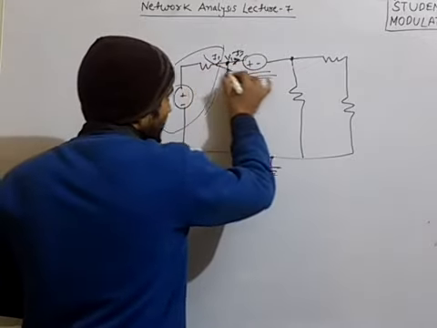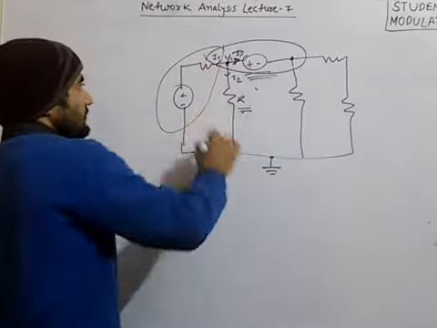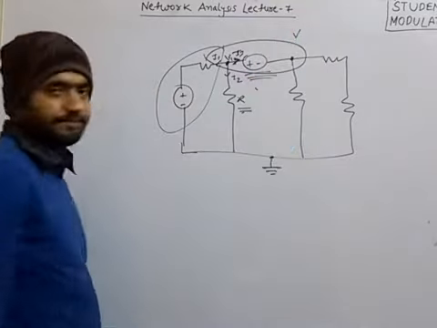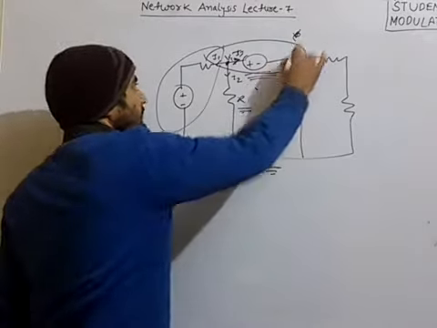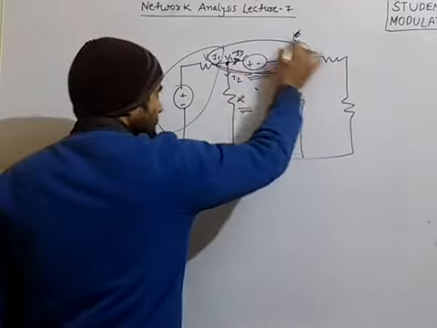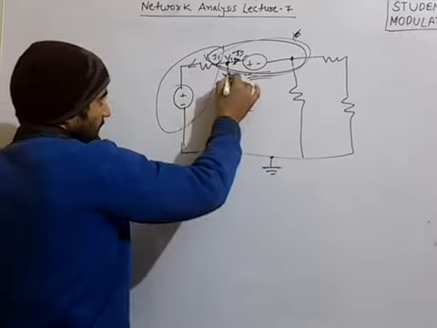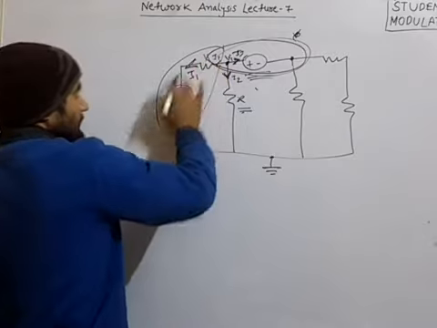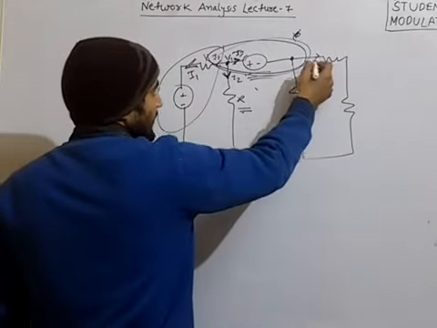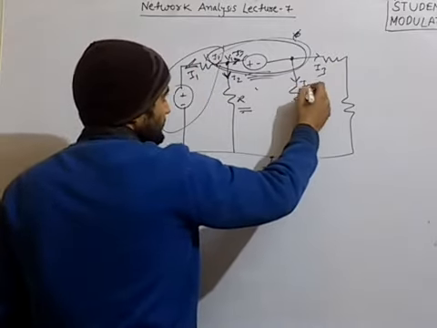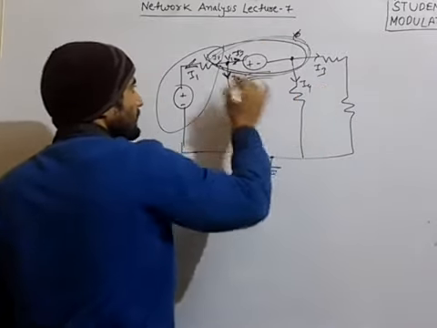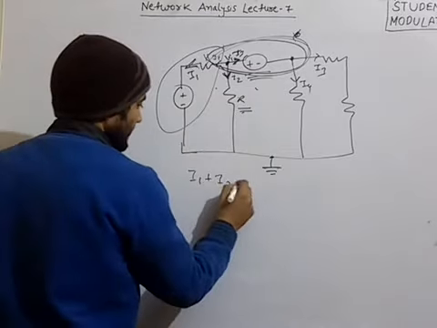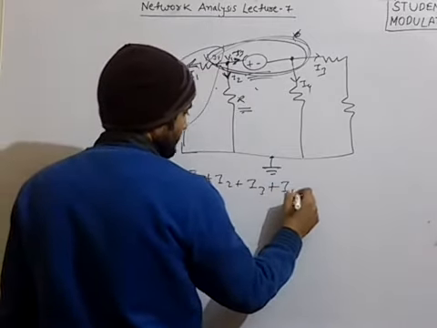By combining these two nodes, we will consider them as a single node, and from this single node all the currents are going outward. If I take the currents as I1, I2, I3, I4, I1 going in this branch, I2 going in this branch, I3 in this branch, and I4 in this branch, then for this super node we will sum all these currents: I1 plus I2 plus I3 plus I4 equals 0.